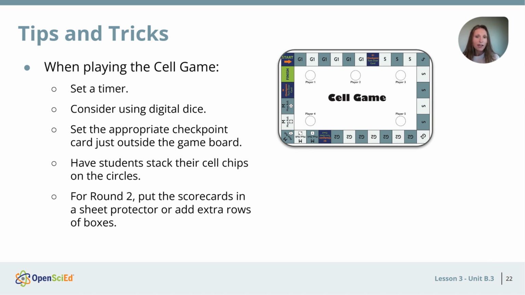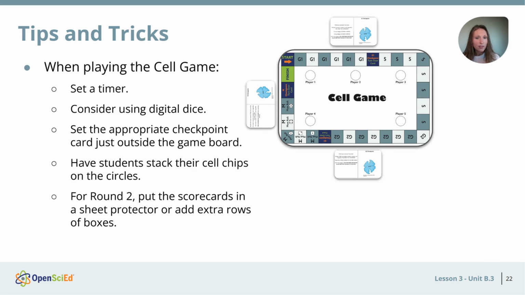Second, there is a lot of dice rolling. Groups with fewer students work better, so there's less time waiting for others to roll the dice. You can also use digital dice to speed up the dice rolling process. Third, instead of having students turn over the appropriate checkpoint card when they land on the space, just keep the checkpoint cards turned over and place them near the space.